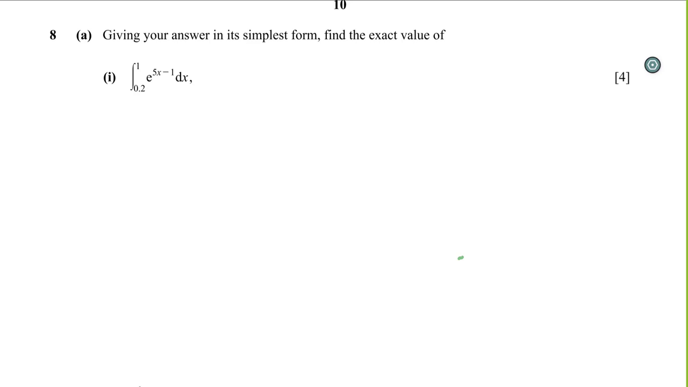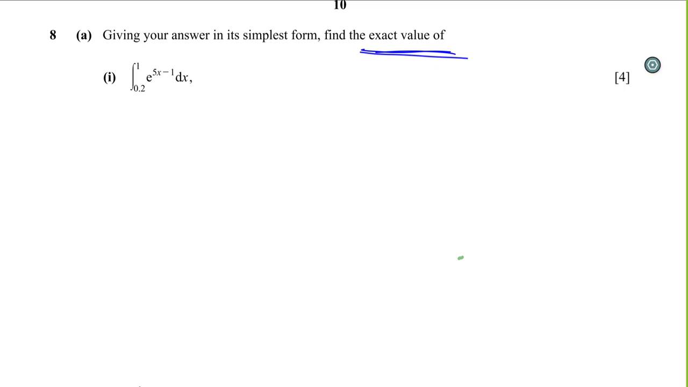Alright, give your answer in its simplest form and find the exact value. Recently they love exact value. So whenever I do a question, I always check, does the question say anything about exact value? Do I need to leave my answer in square root or e or ln form? So you must be very careful. Now they say exact value, that means you cannot leave it as a decimal.